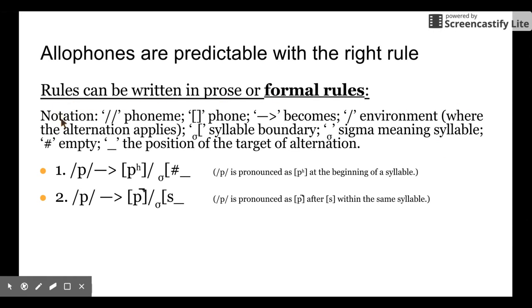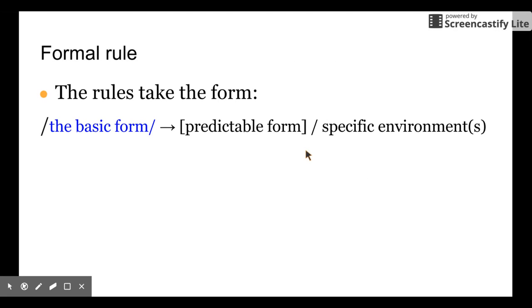And yes, I know it's a lot to take in, to understand and to use these notations. So yeah, it takes time and practice. Okay, so actually the formal rule is in this form. We use a slash to indicate the basic form, and it becomes the predictable form. And slash indicates the environment, and then we have the specific environments.